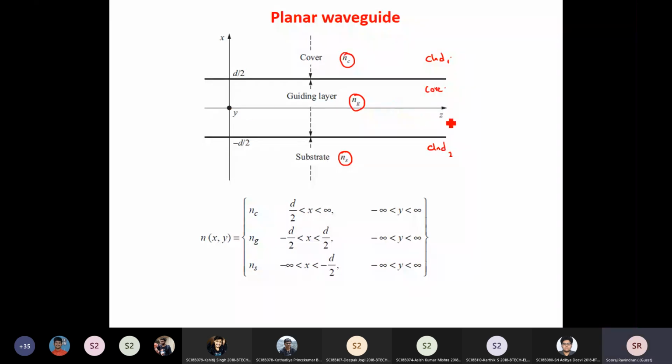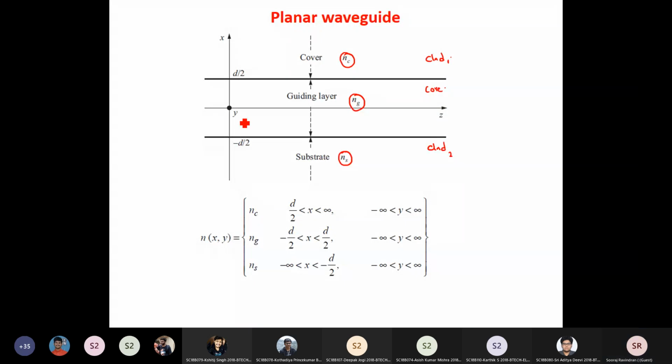The y direction is represented by a direction outside the screen. So this is the y direction, and the x direction is represented like this. This is the x direction. So this thickness is going to be d, and therefore this one is going to be plus d by 2. This one is going to be minus d by 2. So this represents the origin. So this is the x-axis. This is the z-axis along which the wave propagates, and this is the y-axis.